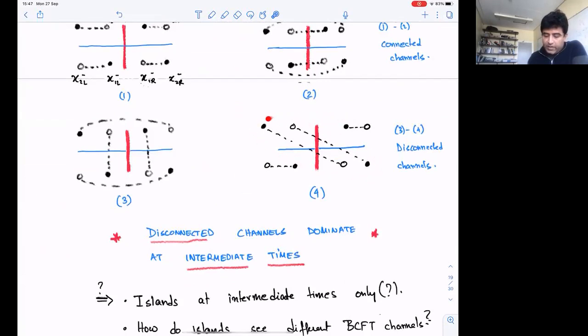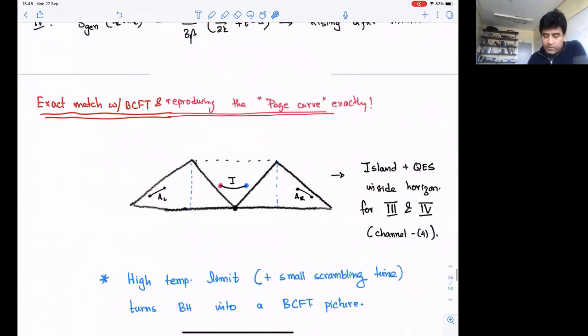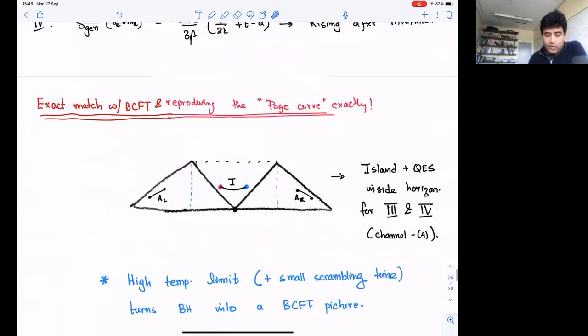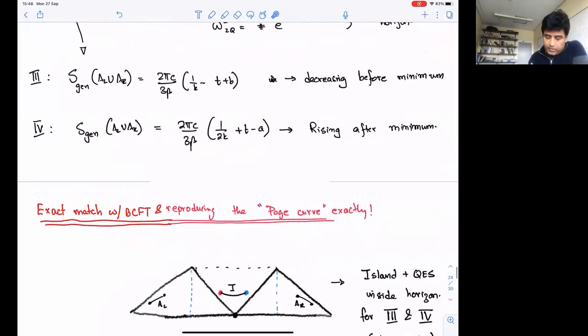These BCFT channels are linking left and right while also linking the image points with the BCFT points. So in a sense, there is a very detailed correlation between the picture that one sees in BCFT and the one sees in gravity. And so in this regime, where the quantum extremal surfaces move inside the horizon, one sees an exact match between the results for the generalized entropy that one gets from gravity and what one gets from BCFT. And the exact match describes exactly the curve that I showed you with the dip and the rise following a minimum.